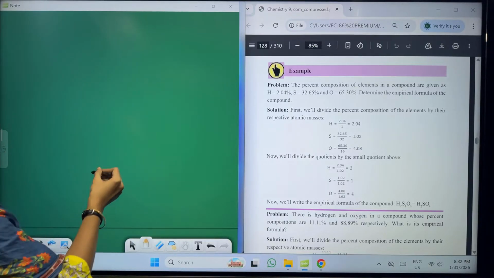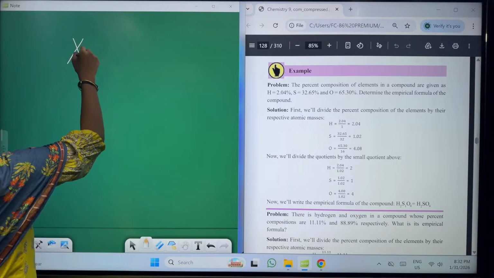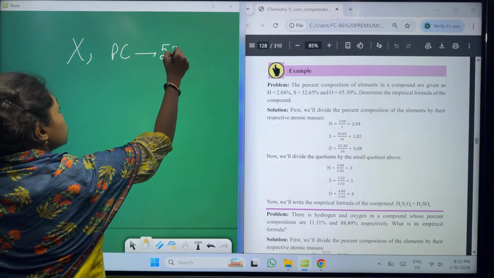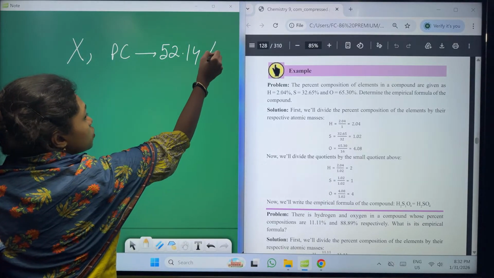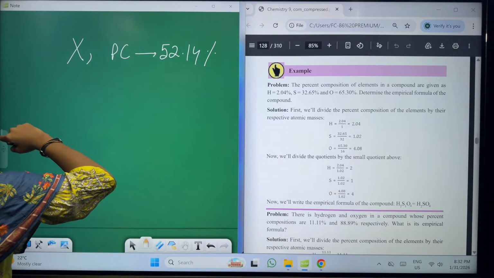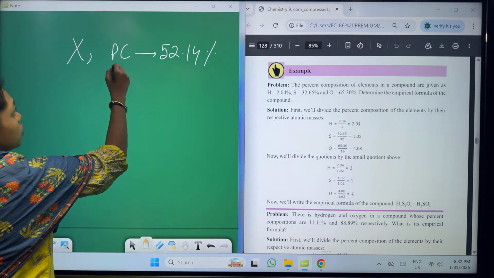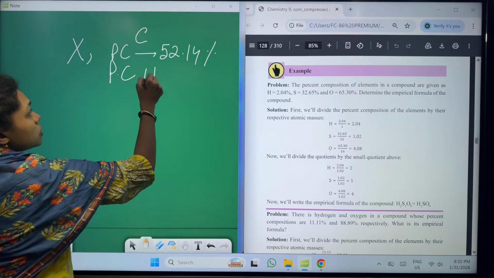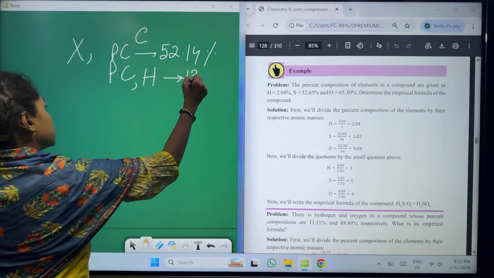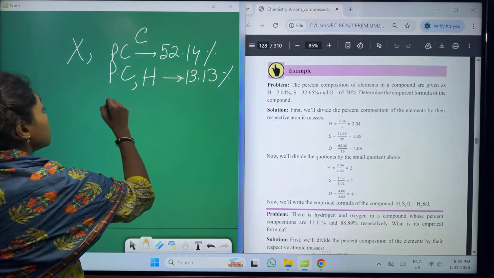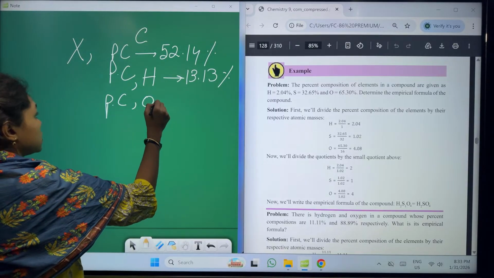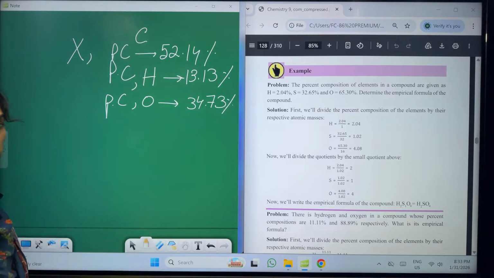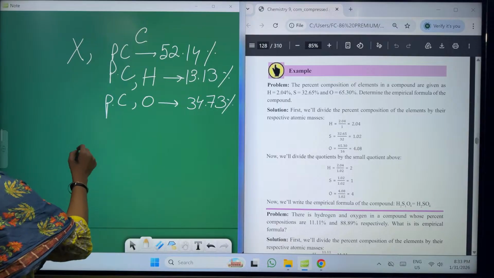So, in a certain compound X, the percentage composition of carbon is 52.14%, okay? For carbon this is 52.14%. For hydrogen it is 13.13%, okay? And the percentage composition for oxygen is 34.73%, okay? Is that understandable? Now, what is the empirical formula?